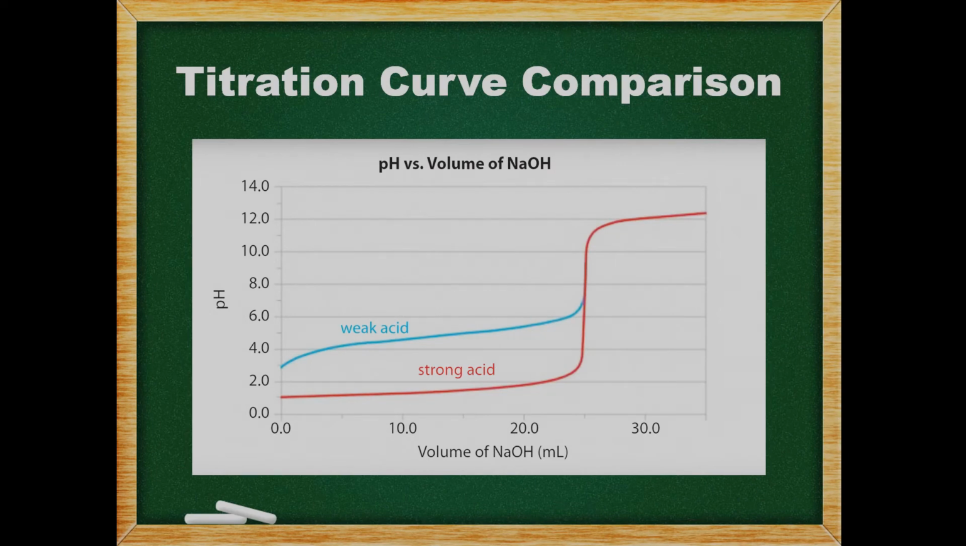Now let's compare the two different titration curves we've worked with. As the strength of the acid being titrated decreases, the portion of the titration curve before the equivalence point will shift farther and farther up. However, both the weak and strong acid require the same volume of base to be neutralized.